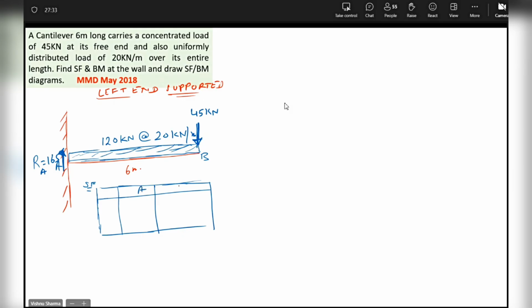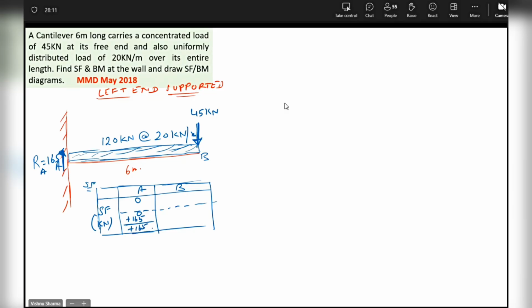A and B. Does any one of them need to be divided into two, or none of them, or both of them? Both B and A, because A also has a reaction which is concentrated. You're right. Correct, beta? So this is the SF. Units will be kilonewton this time, beta. To the left of A, it is 0. I carry forward 0. To the right of A, plus 165 comes into picture. So the reaction is 165.